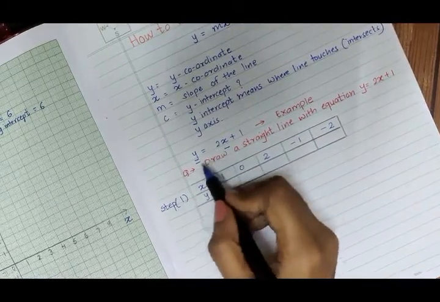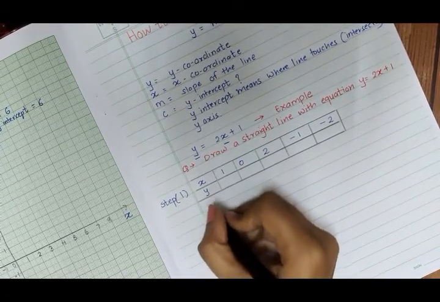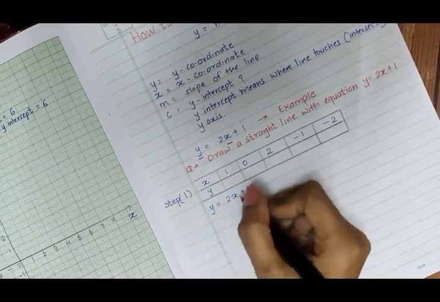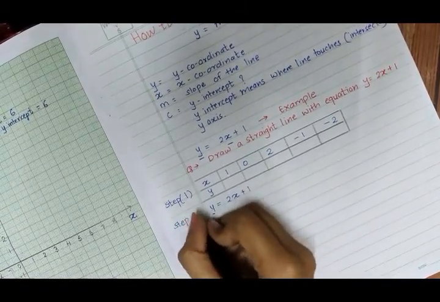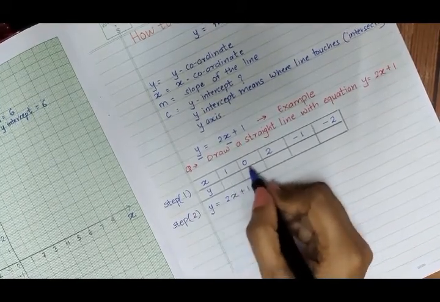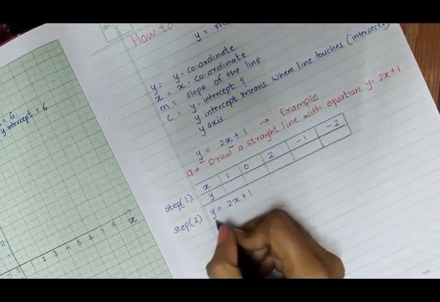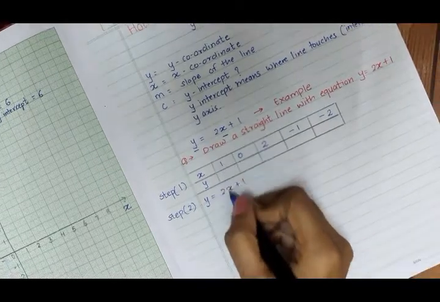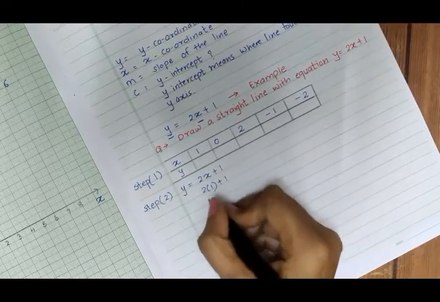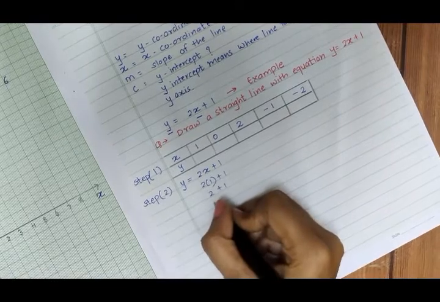We will use our algebra skills of substitution and we will work out the value of y. As the equation says y is equal to 2x plus 1, what I will do here in step number 2 is, now I will substitute these x values as 1, 0, 2, -1 and -2 to work out value of y. So in first case, when I substitute x as 1, it's going to be 2 times 1 plus 1, which is 2 multiplied by 1, which is 2. So 2 plus 1, answer is 3.